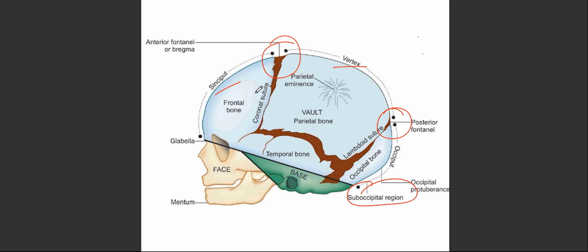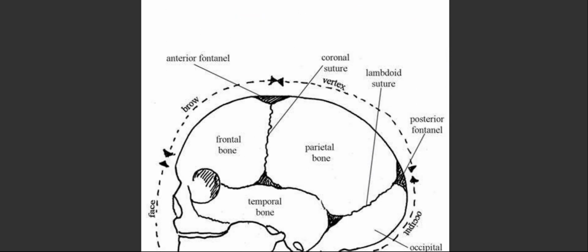One more important structure is the mentum. Behind the mentum there is a sub-mentum region. What is the presenting part? The part which is first felt on the vaginal examination. It may be a vertex presentation, a brow presentation, or a face presentation. Vertex is in between the anterior and posterior fontanelle, the brow is in between the supraorbital ridge and anterior fontanelle, and face is in between the supraorbital region and mentum.